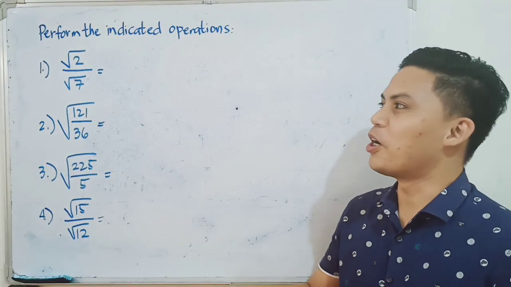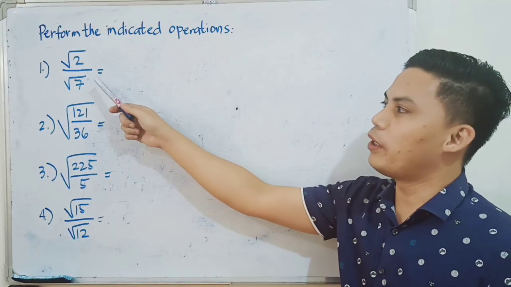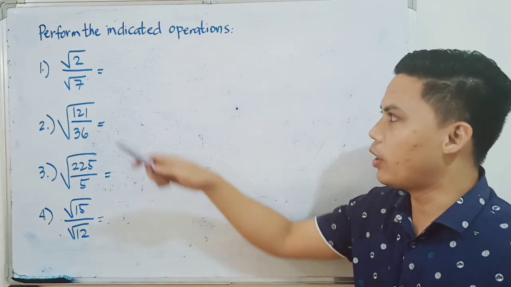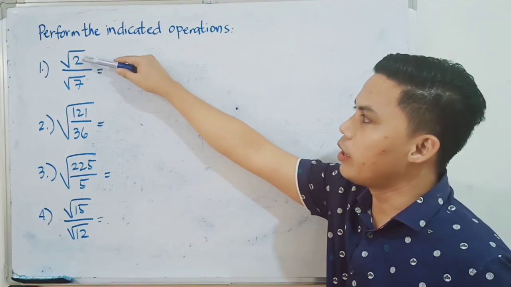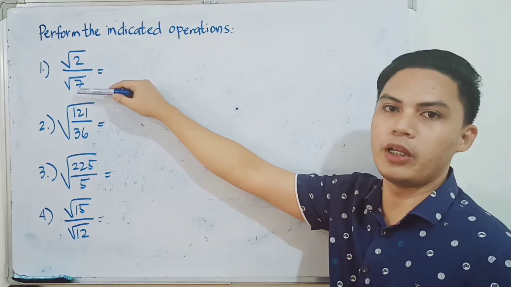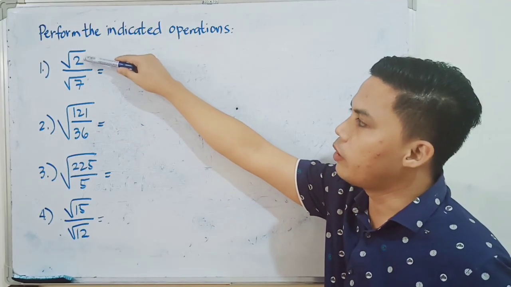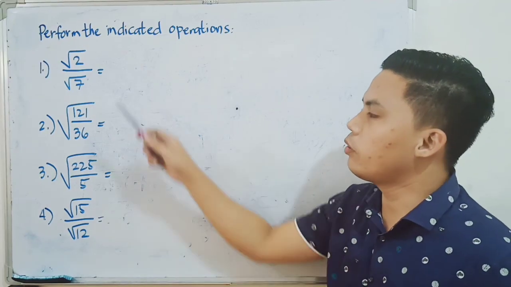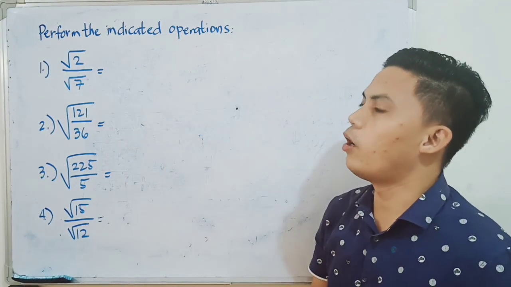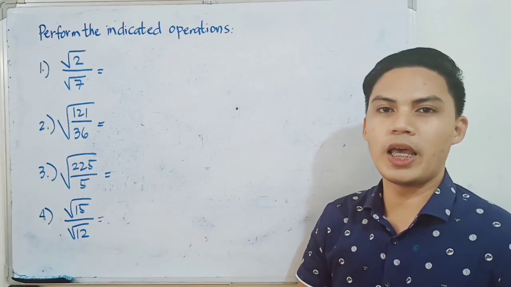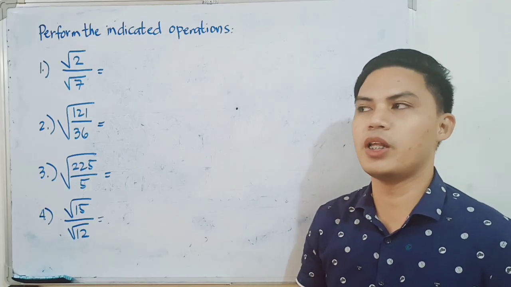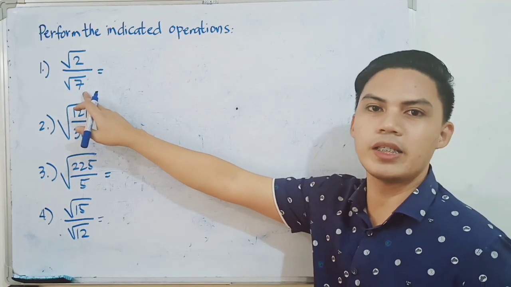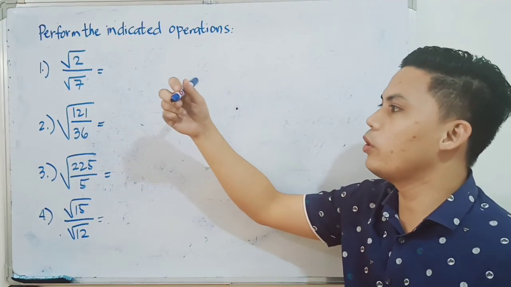Okay, example number 1. We have the square root of 12 divided by the square root of 7. So using the law of radicals, we can divide automatically the numerator by the denominator. But as we can see, we cannot divide or simplify anymore 2 and 7. So since ito na yung lowest term nila, all we need to do is to rationalize the given. So ano ba yung ibig sabihin ng rationalize? When we say rationalize, we make sure na wala nang radical sign sa denominator. So how are we going to do that?